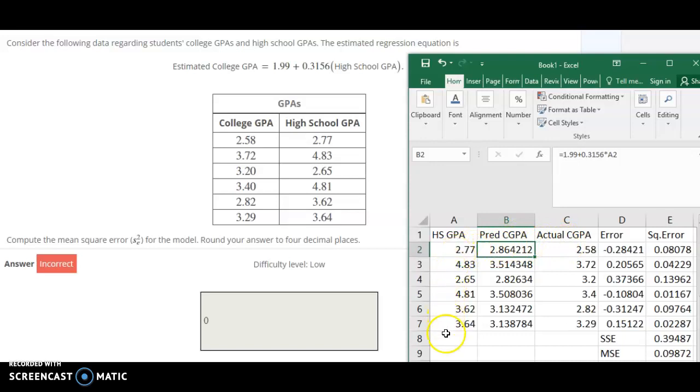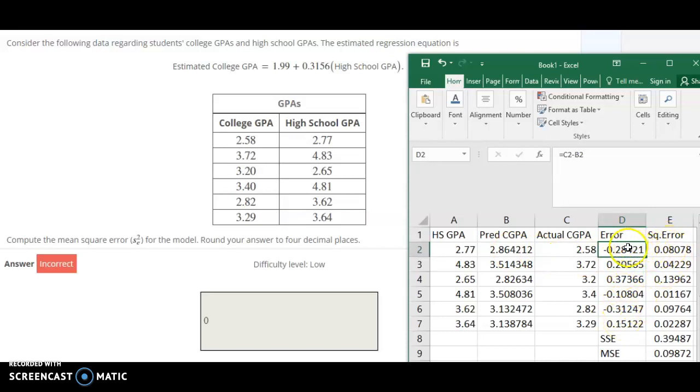for each of the students based on their high school GPA. So in each case, we're taking 1.99, that's the y-intercept, plus the slope of 0.3156 times their high school GPA, and that's giving us these predicted GPAs right here. The error then would be the actual GPA they got in college minus their predicted value. That's how we're getting these 6 errors.